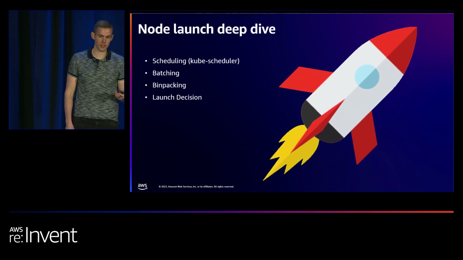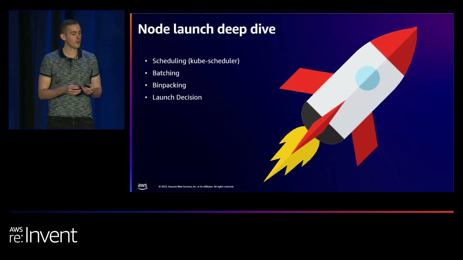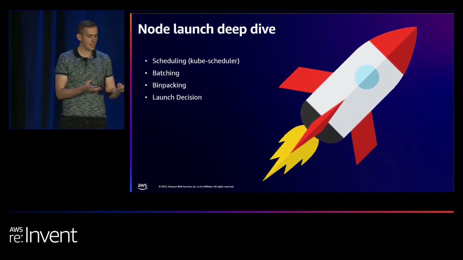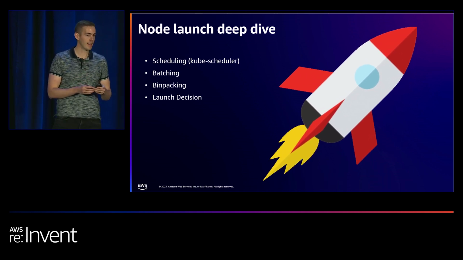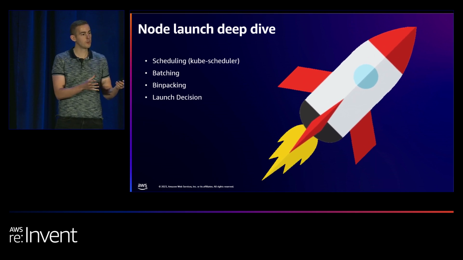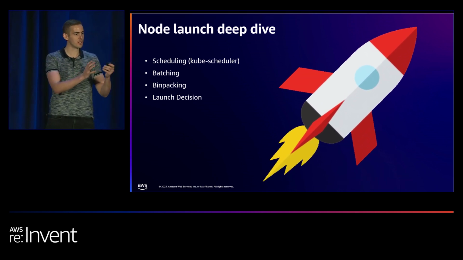Thanks, Raj. So we covered what Karpenter does, and now we're going to talk a little bit about how it does it. We're going to go deep into a node launch, which is one of the most common things that Karpenter does, bringing new nodes to join the cluster. There's 4 major elements of this workflow: scheduling, batching, bin packing, and finally, the launch decision. Karpenter works in tandem with the kube scheduler, so you can think of Karpenter as the back half, where kube scheduler is the front half.